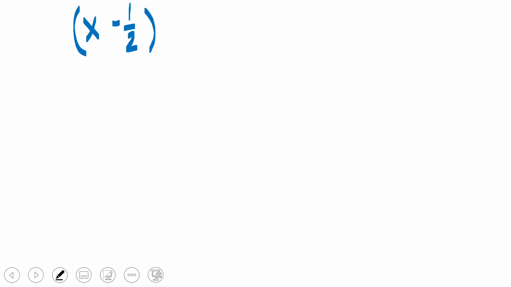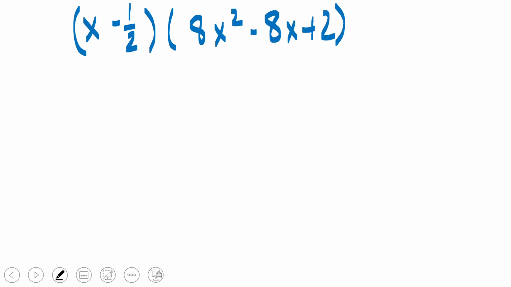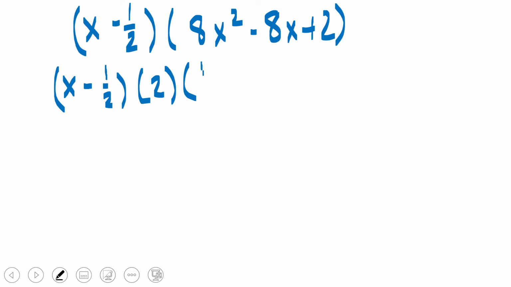And multiplying it by the 8x squared minus 8x plus 2 in the depressed polynomial, we can factor out a 2. So to do that, we're going to say 8 divided by 2 is 4x squared, minus 8 divided by 2 is 4x, plus 1.